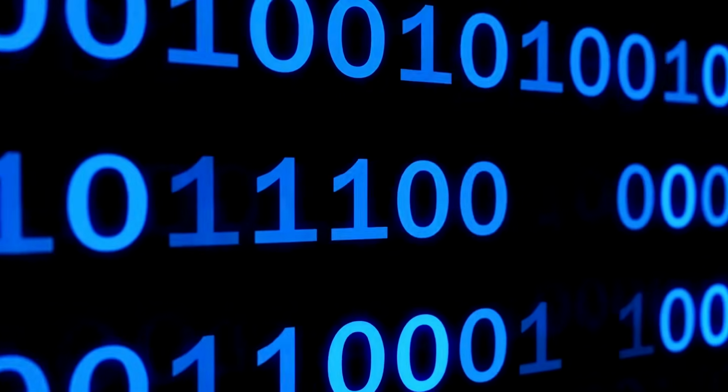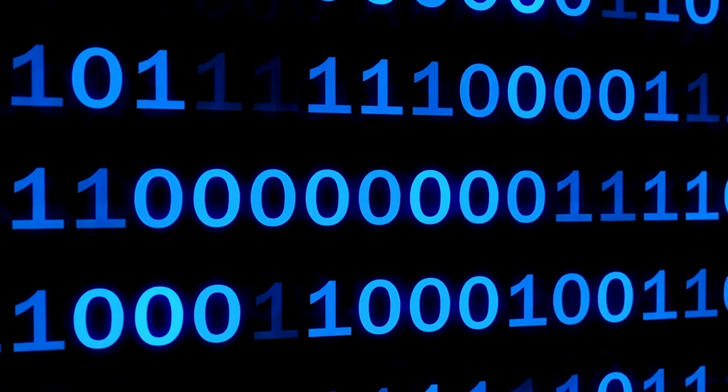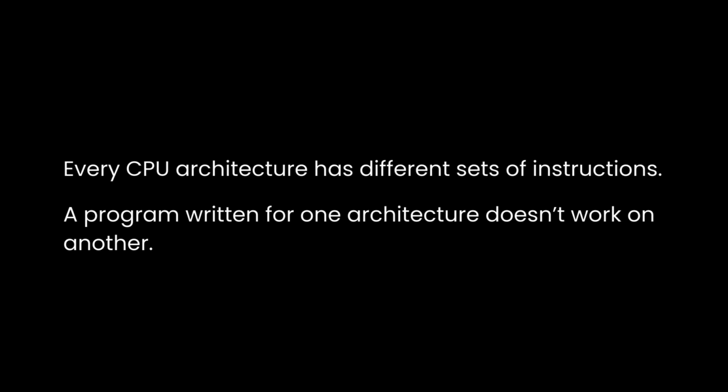Now we reach the first level of software, machine code. These are the raw instructions that processors understand. Binary strings of zeros and ones. This is what the hardware actually executes. Every CPU architecture has a different set of instructions. A program written for one architecture doesn't work on another.